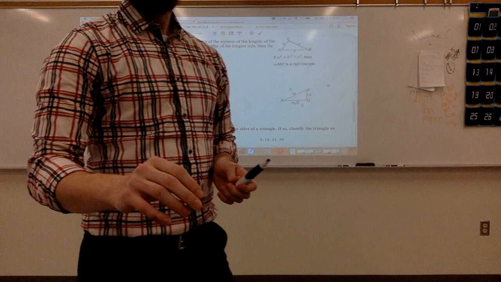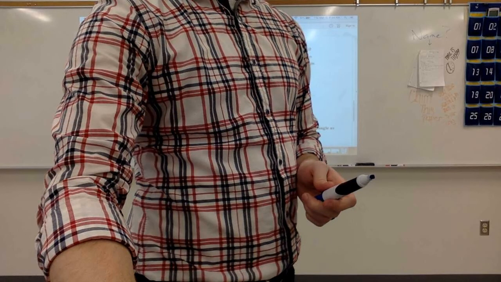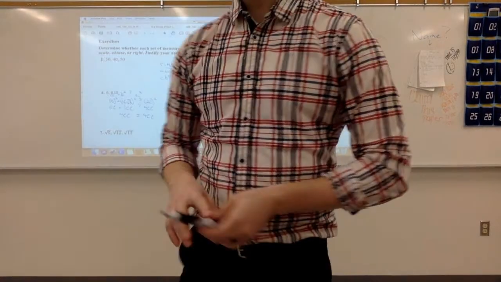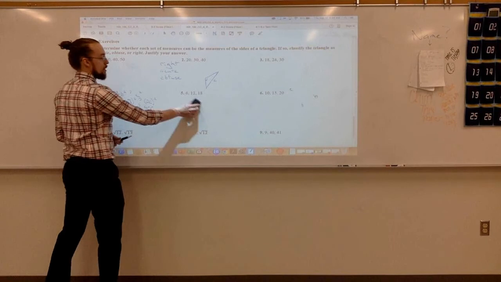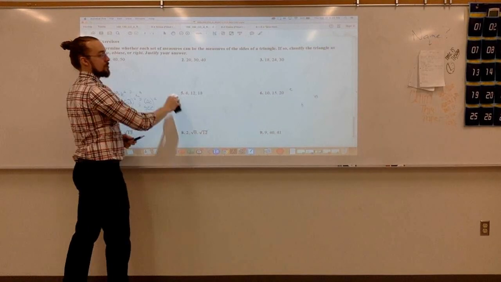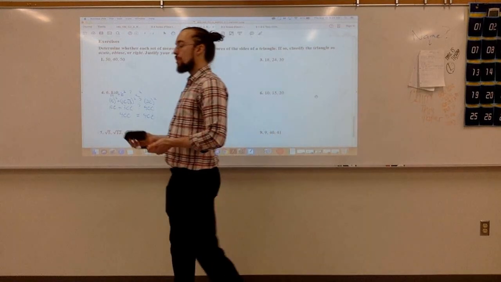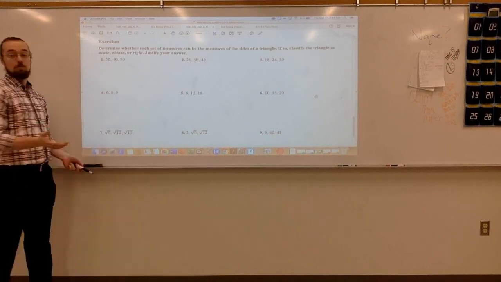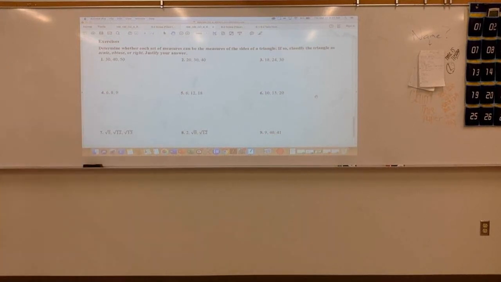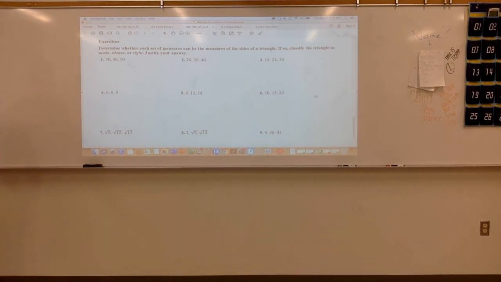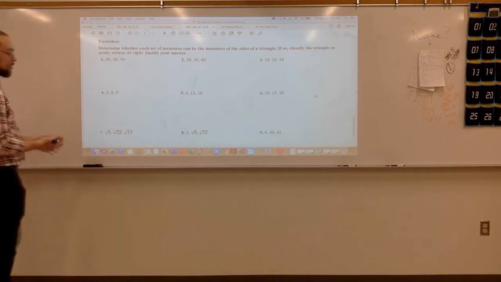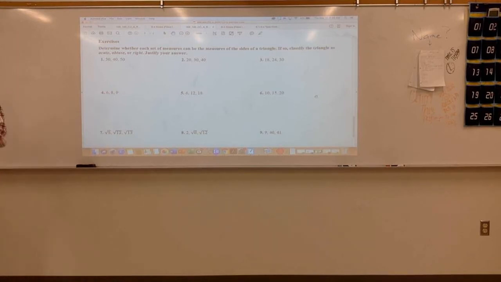Let's try another one together here. Let's jump down and look at a couple of these. The directions say first, determine whether each set of measures can be the measures of a triangle. How do we determine first if three side lengths can even be the lengths of the sides of a triangle? This was something we talked about a few chapters ago. First we need to verify these could even be a triangle before we look at whether that triangle would be acute, right, or obtuse. So how do we do that? How do we determine whether three sides could be the lengths of the sides of a triangle?